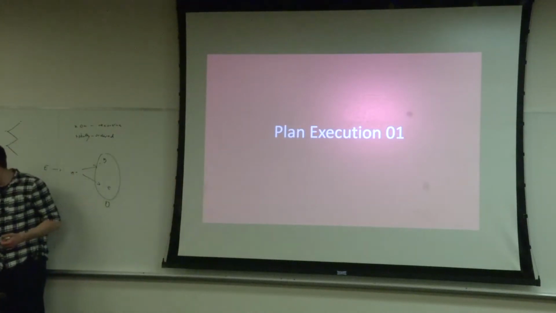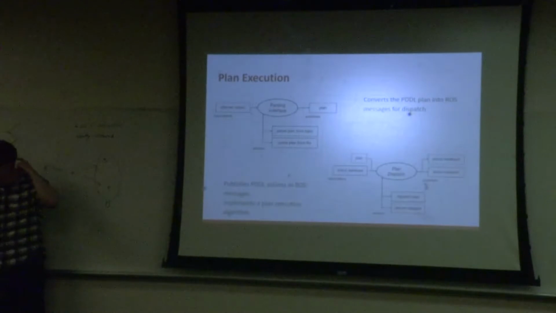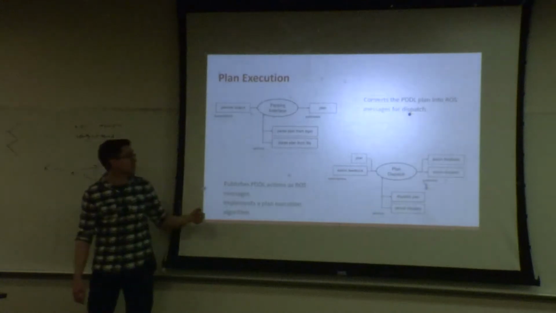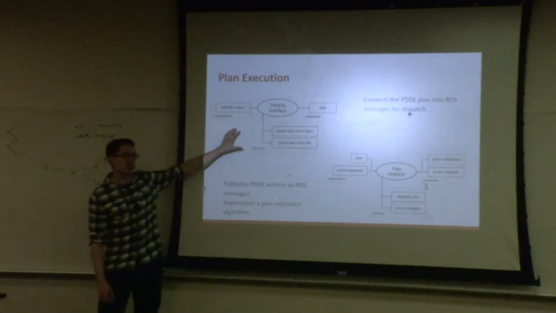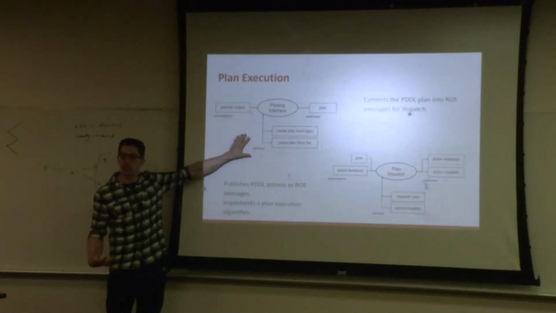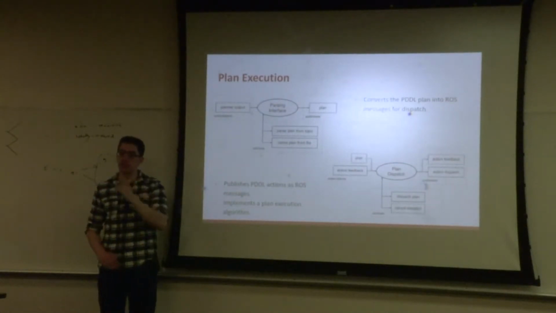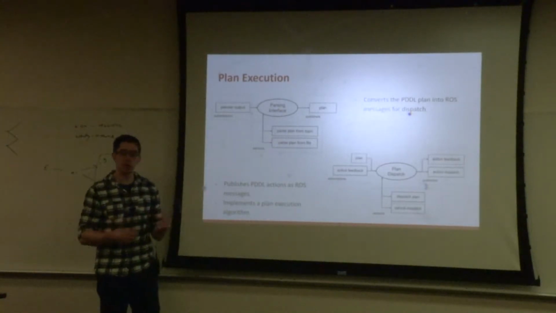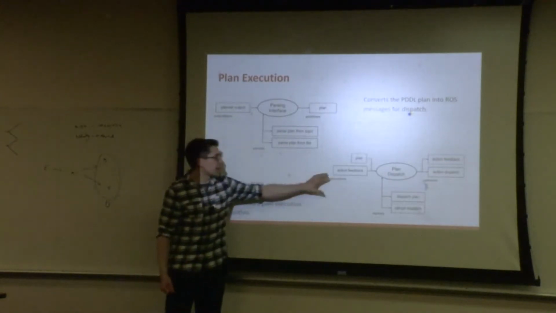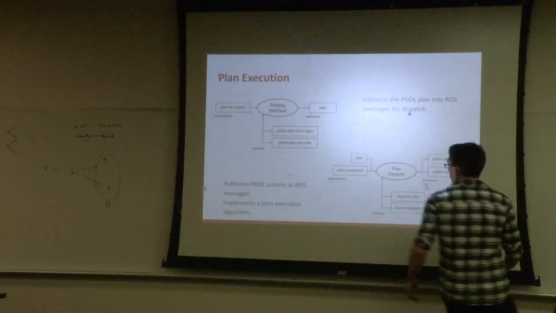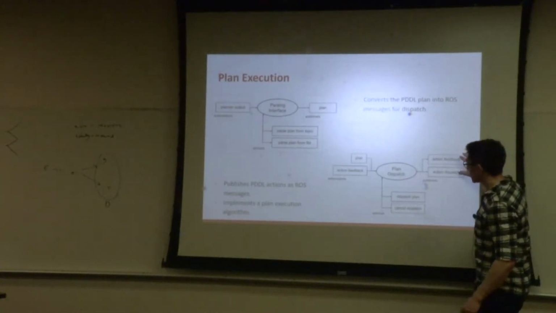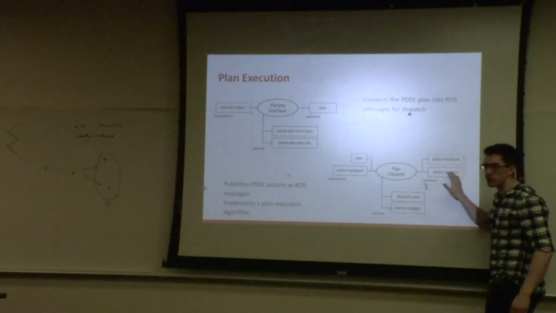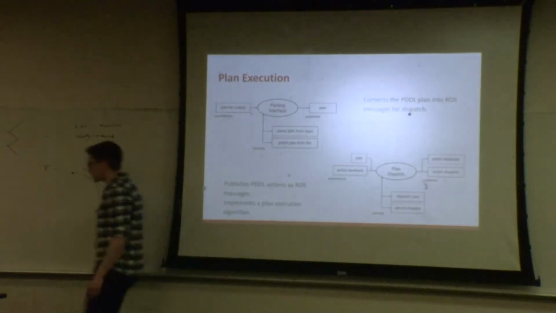Let's start looking at plan execution. So I mentioned before that there are these two nodes. There's the parsing interface, and there's also the plan dispatch. And the parsing interface will subscribe to that topic that I just printed to the screen, that list of action messages with the timestamps, and create a set of ROS messages that can then be published on different topics. The plan dispatch subscribes to the action feedback and it publishes to the action dispatch. It does also publish to the action feedback.